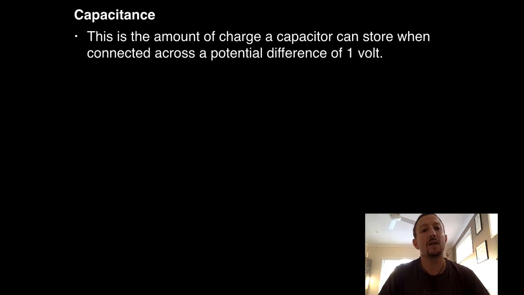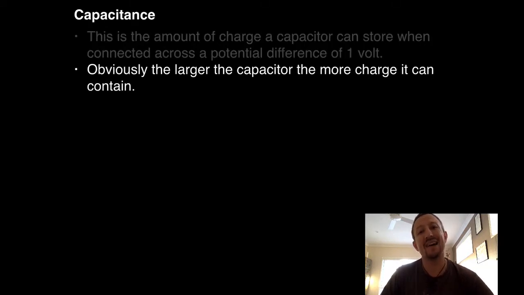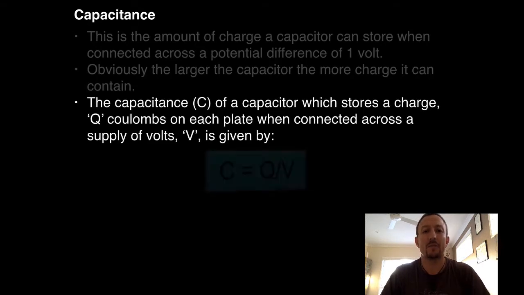Okay, so we can look at this in the form of capacitance. Capacitance, as we know, is the amount of charge a capacitor can store when it's given a potential difference of 1 volt. And remember, this is measured in farads. The larger the capacitor, the more charge it contains. So if we increase the capacitor by increasing the area, for example, I can put more charge on. More charge means more electrons, which means more of a difference between the two plates. So we can store that greater amount of charge.